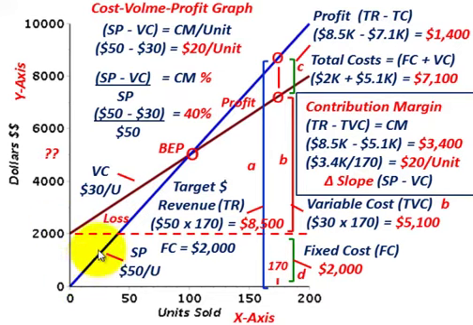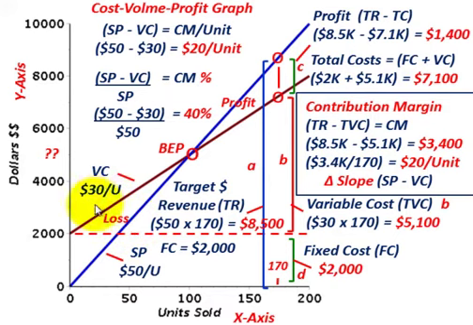Okay, so for our example, we're going to have our total revenues line, which I'm showing in blue. That's going to start out at 0 for units sold. You're going to have 0 revenues because you've sold 0 units. But it's going to increase at the rate of $50 per unit. That is the selling price, $50 per unit. So every unit sold, your total revenues line goes up by $50.